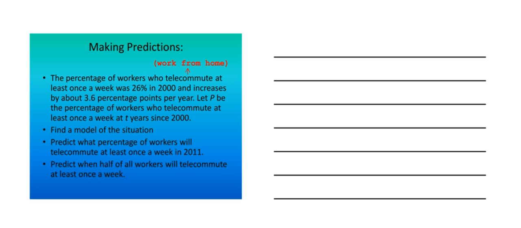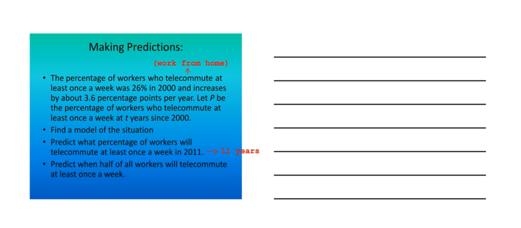Let P be the percentage of workers who telecommute at least once a week at T years since 2000. Notice the variables that they're wanting us to use, P and T. And when did this start? Since 2000. Therefore, this is going to be our year zero, right? Okay, find a model of the situation. Predict what percentage of workers will telecommute at least once a week in 2011. So let's see, 2011, since 2000, how many years have passed? Well, it's 11 years, agreed?